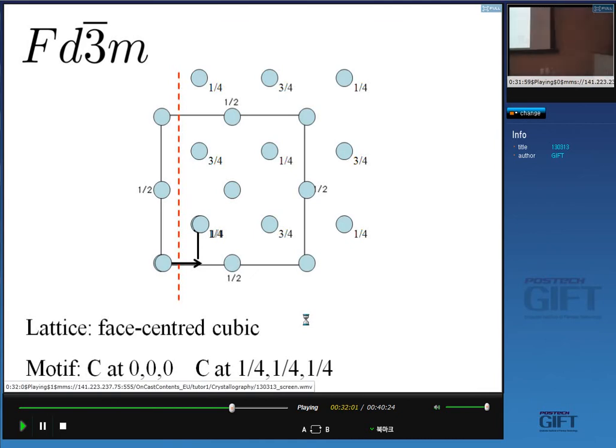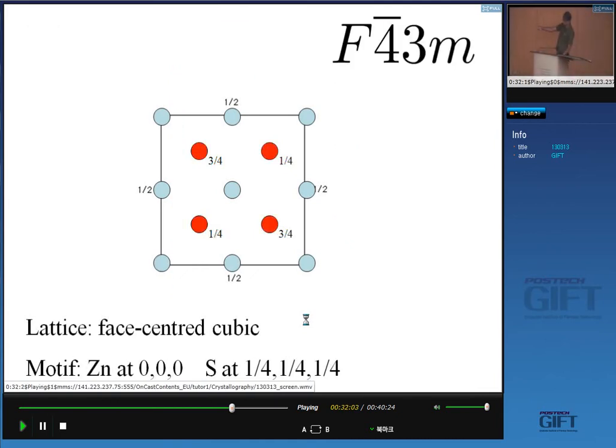So remember, this is Fd-3m. We cannot have a glide plane here. Because if you do the same operation, you translate a zinc atom into a sulfur position. Okay? So the space group no longer has that glide plane. Okay?